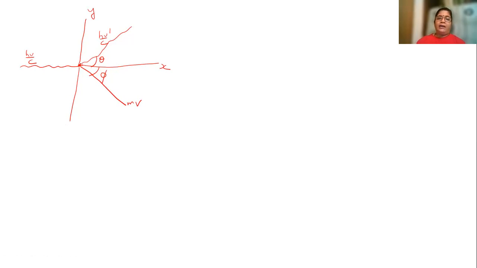Now we have to develop the equation for conservation of momentum. So let us start with conservation of momentum. Momentum is a vector quantity. So you just cannot say it is h nu by c before collision and h nu dash by c after collision, because, as I keep repeating, momentum being a vector quantity, direction also matters.